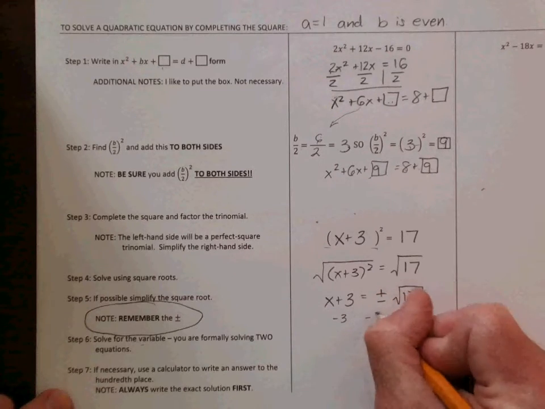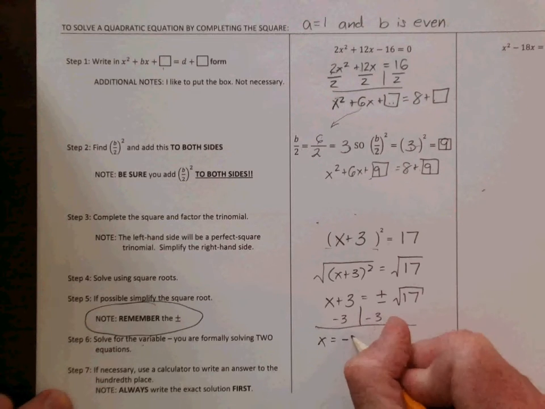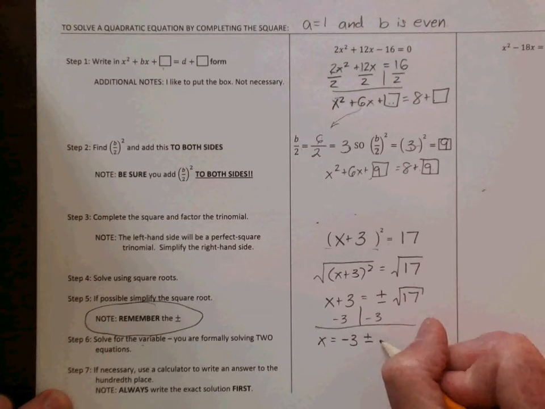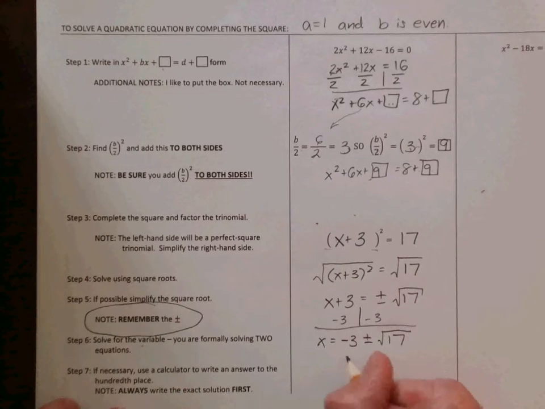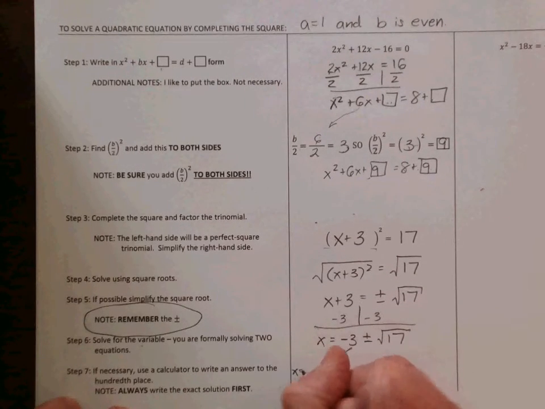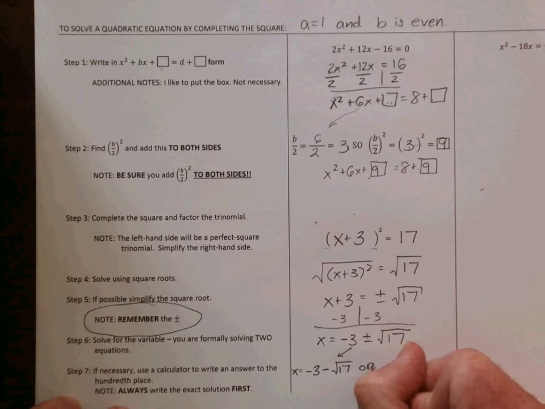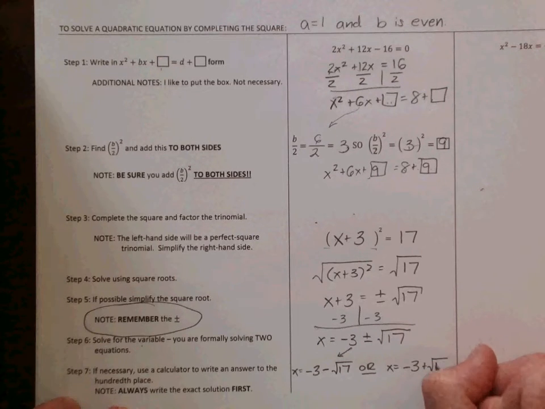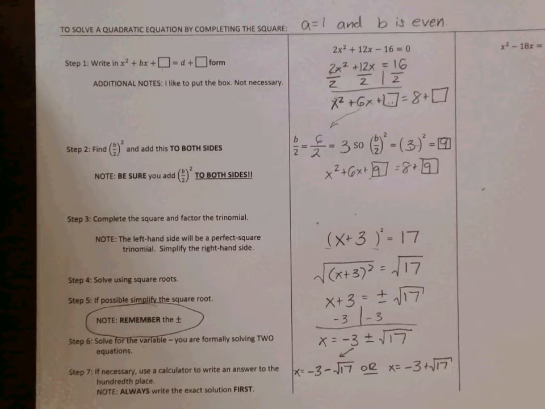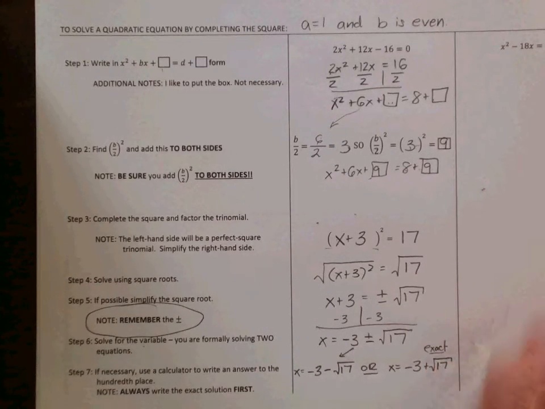So minus 3, and my solutions are going to be x is equal to negative 3 plus or minus the square root of 17. Now this is called the exact solution. There are actually two solutions here. One of those is x is equal to negative 3 minus the square root of 17, or x is equal to negative 3 plus the square root of 17. This is the exact solution, and if we could simplify the square root, we would.